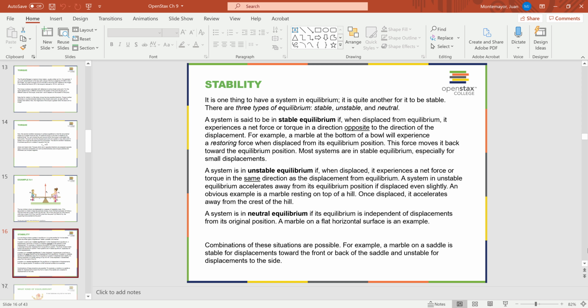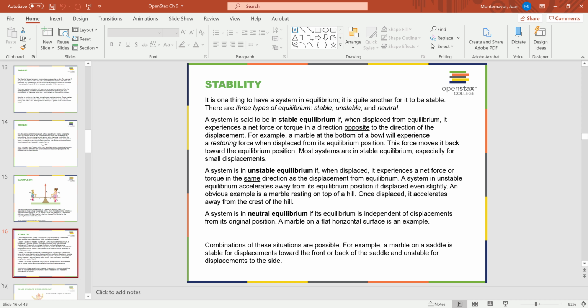Okay, so that brings us to stability. It is one thing to have a system in equilibrium. It is quite another for it to be stable. There are 3 types of equilibrium: stable, unstable, and neutral. A system is said to be stable if, when displaced from equilibrium, it experiences a net force or torque in a direction opposite to the direction of the displacement.